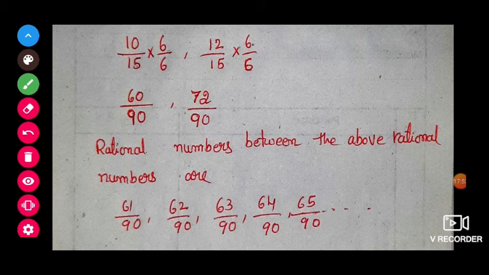Now we have a lot of difference between the numerators, no? That and all we can take as rational numbers between the two. That is 61 by 90, 62 by 90, 63 by 90, 64 by 90, 65 by 90 and so on. I want only 5, so I wrote 5. Even if I want many, I can write in the same way.